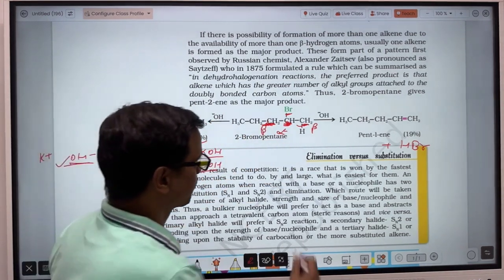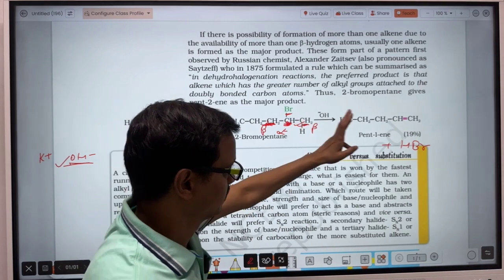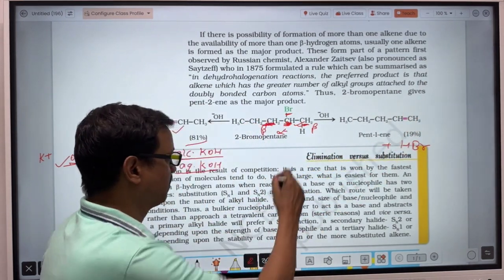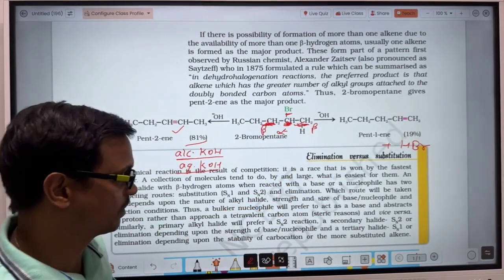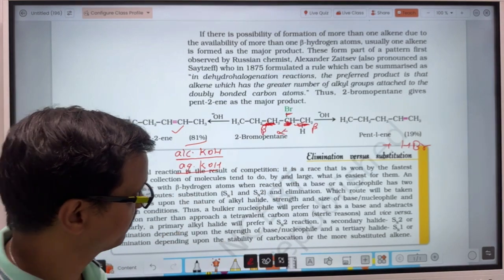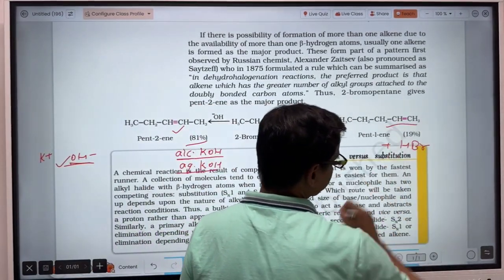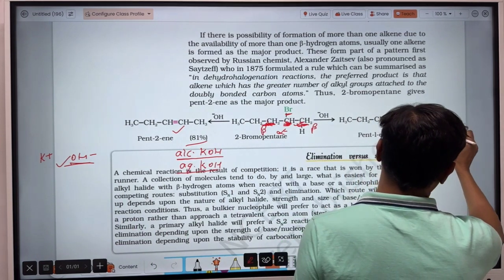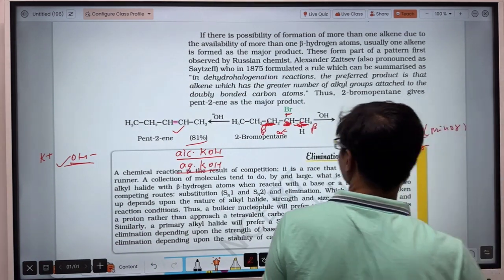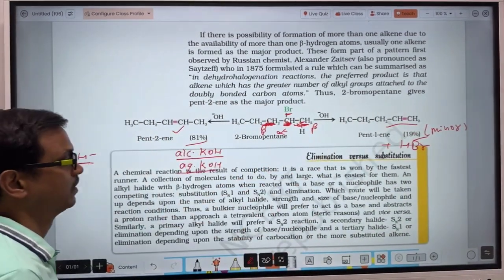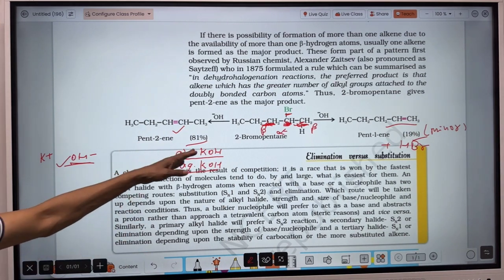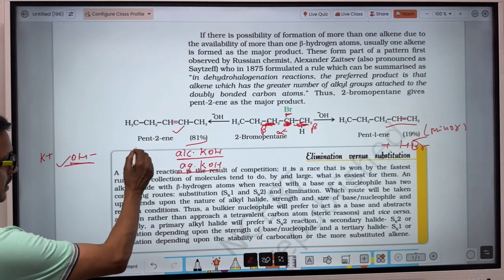And when hydrogen has been removed from this carbon, because this product formed by the removal of hydrogen from this beta carbon, which contains less number of hydrogen, the double bond formed between these two carbons. So that one is the minor product. Obviously only 19% forms pent-1-ene and 81% forms pent-2-ene.